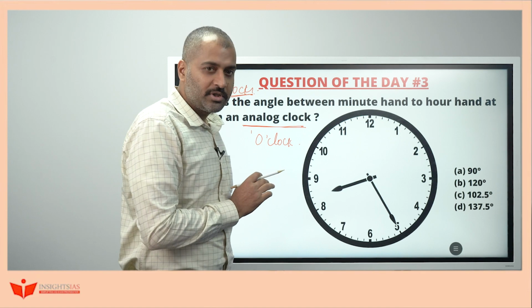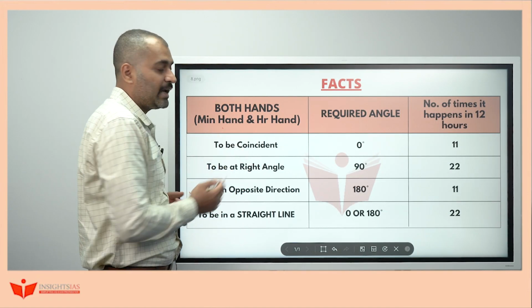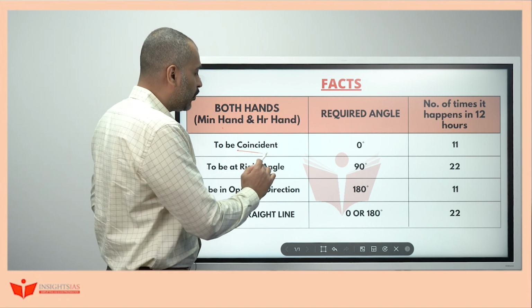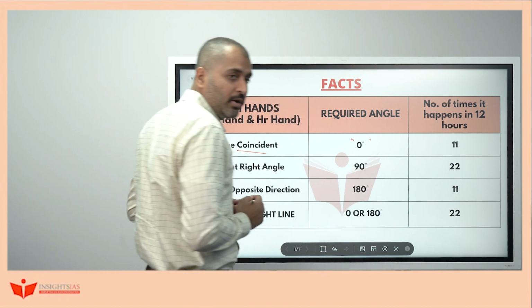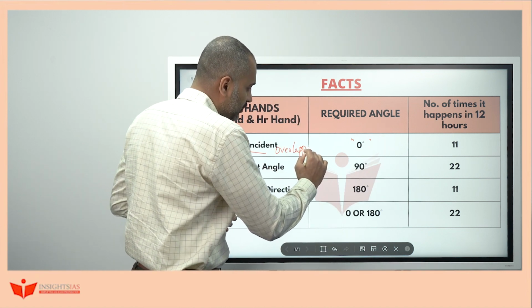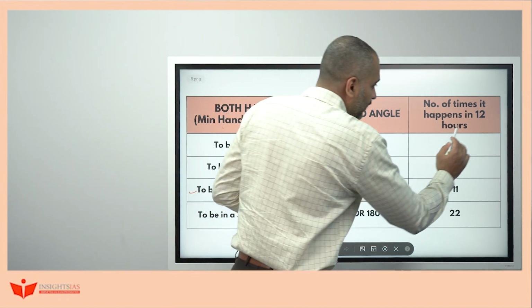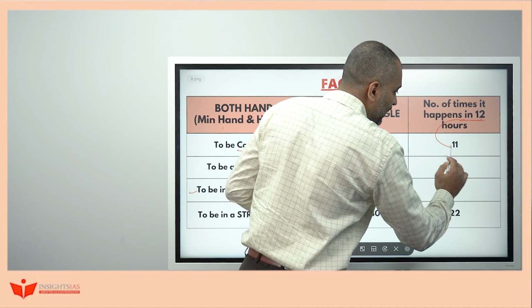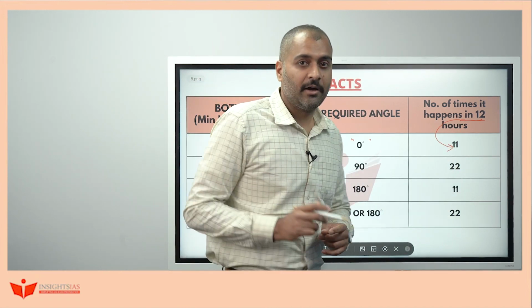Before going to solve this question, know some of the facts about the clocks here. Both hands, that is the minute hand as well as the hour hand, will be coinciding, or else make an angle of 0 degree. Coinciding means overlapping, one above the other. In 12 hours, it will be 11 times.